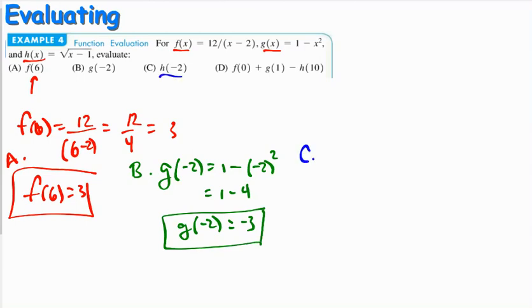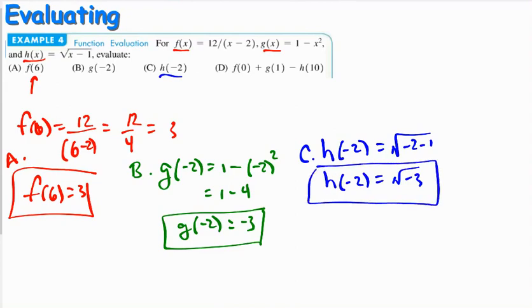Part C asks for h of negative 2. H of negative 2 will equal the square root of negative 2 minus 1. H of negative 2 will equal the square root of negative 3. This is not a real result. This is an imaginary number. Anytime you have the square root of a negative, that results in an imaginary number.